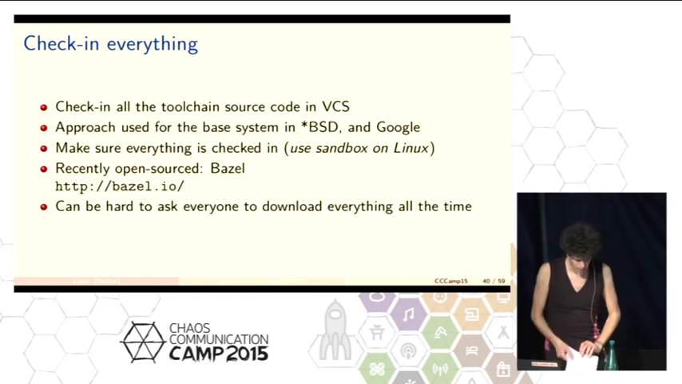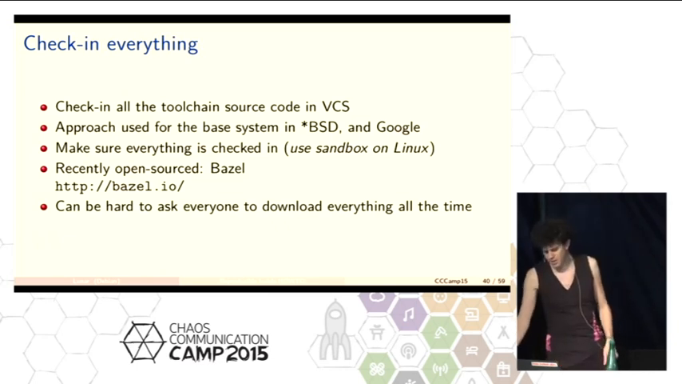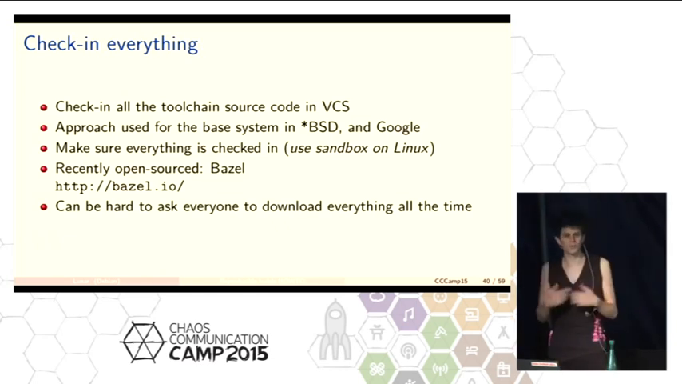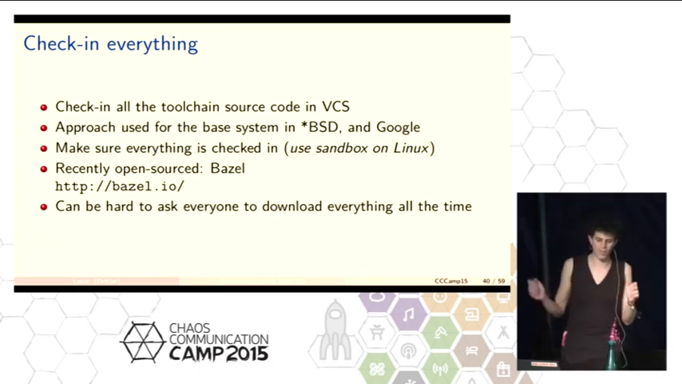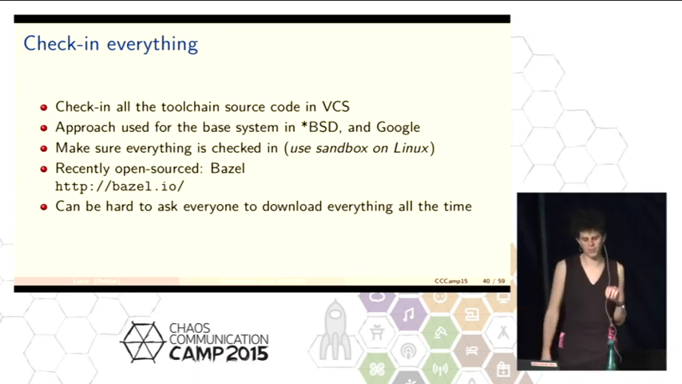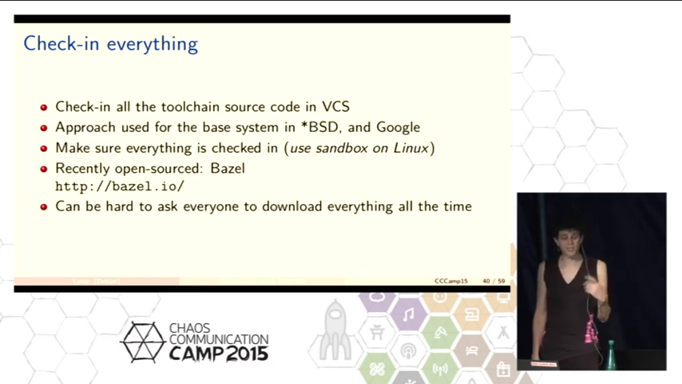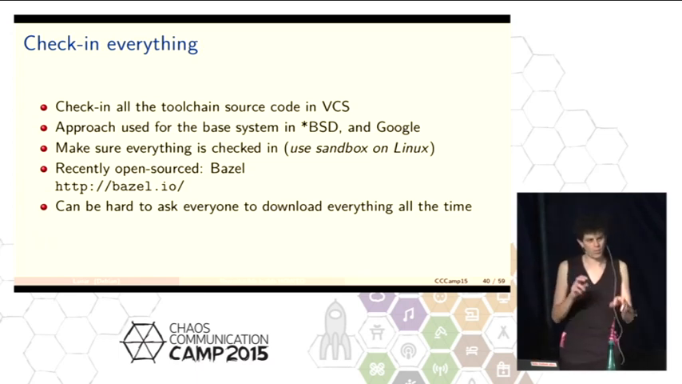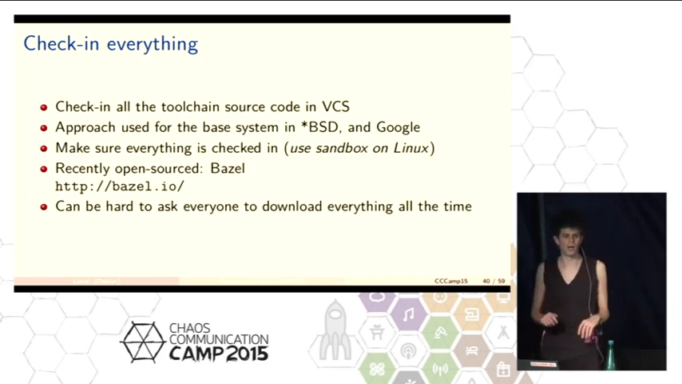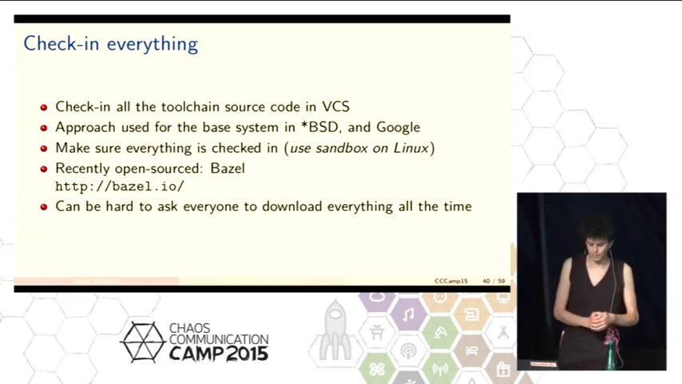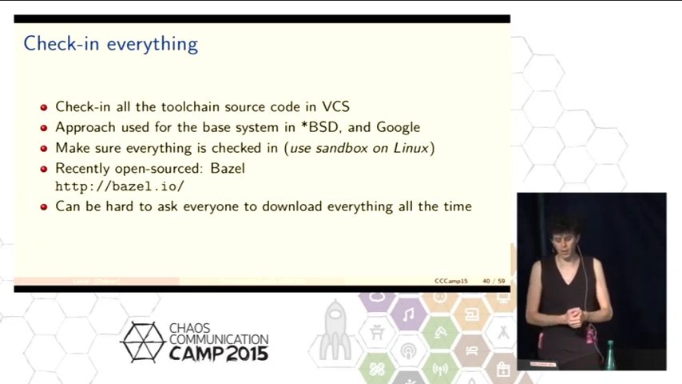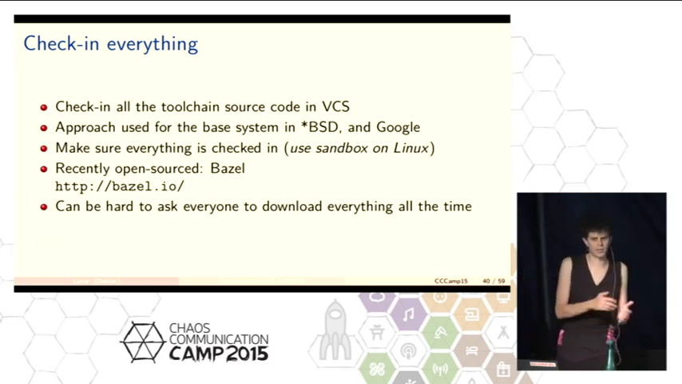Problem is that it's like volatile inputs. So I told you no volatile inputs are better. So one way is just to check in everything in your version control system. This is the approach used by FreeBSD. When you type make world, it will start to build the compiler first and then rebuild everything in the base software using that compiler that it just built.